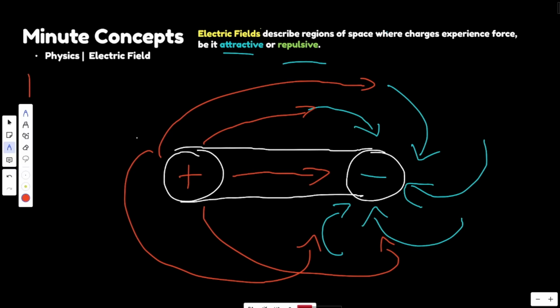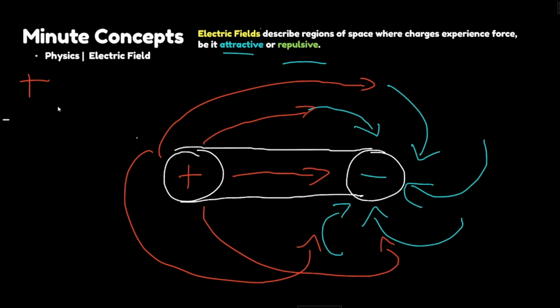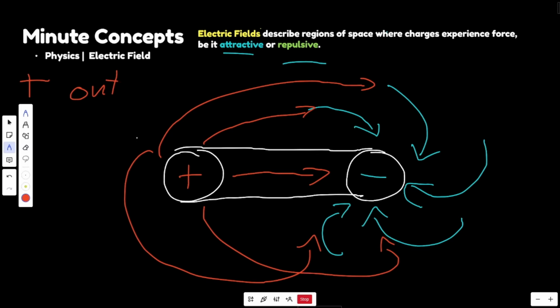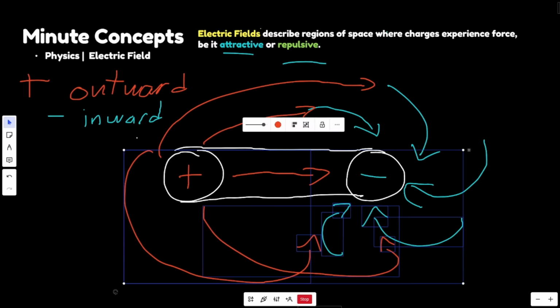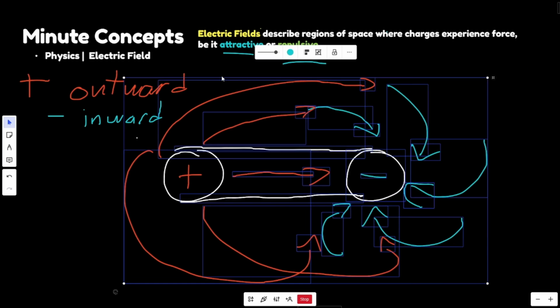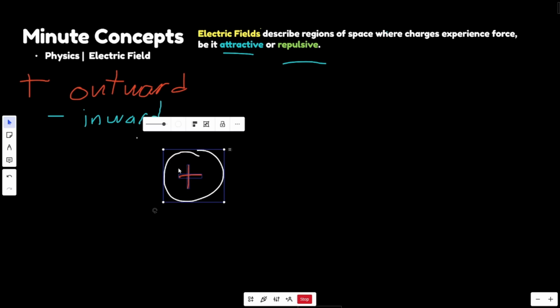So just so that we have a bit of a cheat sheet here, positive is outward and negative is inward. This is important because exams will actually ask you for the direction of your electric fields. So let's get rid of this mess. And here, now we have this.